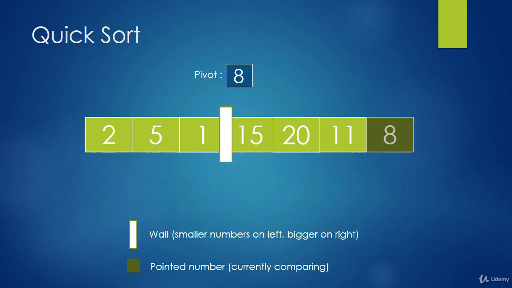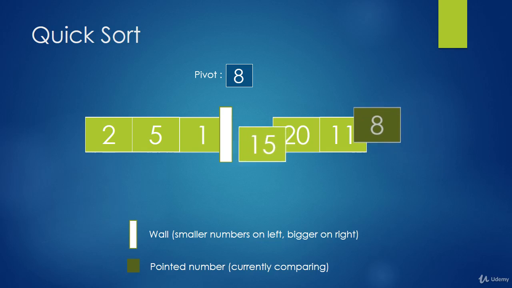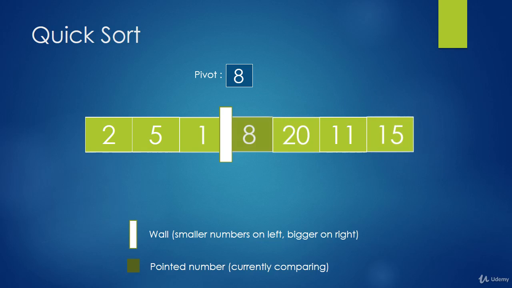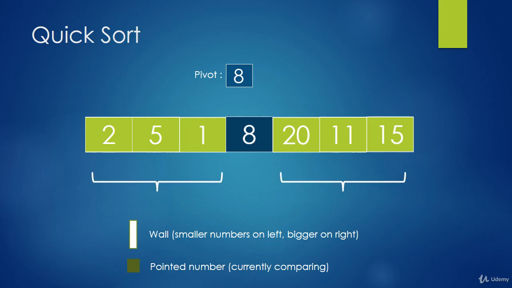Now we know that on the left side of our wall are numbers that are smaller than our pivot, and on the right side there are bigger numbers. So where should we put our pivot? Well, it should be where the wall is, right? So we swap the pivot with the first number behind our wall, and that means our pivot is in the correct place. Now we recursively call quicksort on the left and right side.